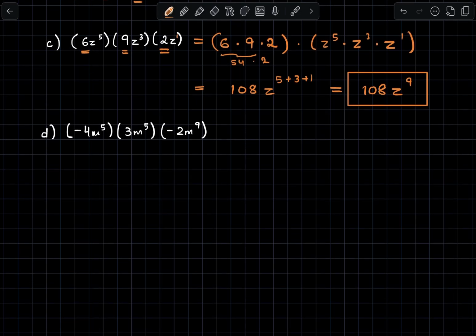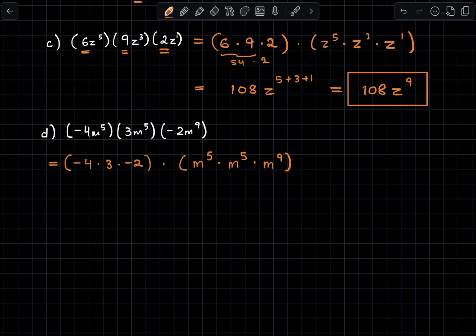D is pretty much the same thing as part C. We've just got a couple of negatives here to deal with. So let's bring those out front and group them together: -4 times 3 times -2. And then let's put those m's together. Again, they're all the same letter, same base. This is going to allow us to use the product rule.